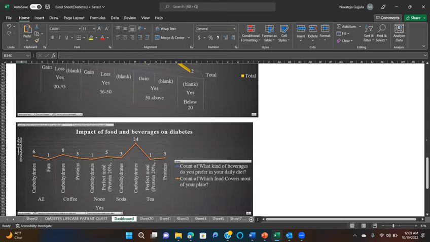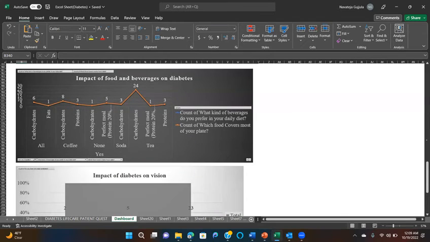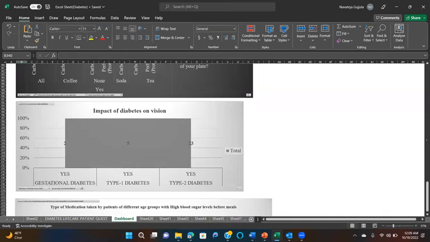Next is the impact of beverages and food taken by diabetes patients. Most of the type 2 diabetic patients in the above-age group have more carbohydrates and more tea in their diet compared with coffee, soda, and other age groups. When it comes to vision problems, people with type 2 diabetes have more vision problems compared with other people.